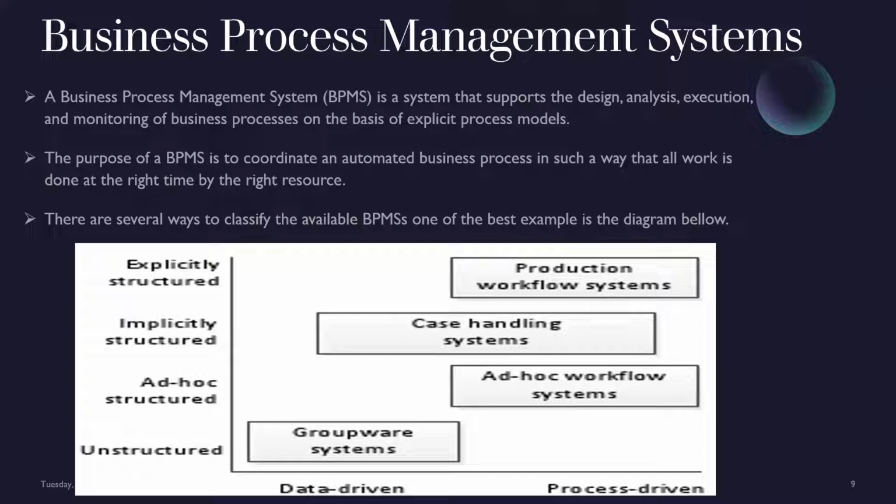Well, in the diagram, as you can see, there are certain parts shown. One of the first is explicitly structured, implicitly structured, and ad hoc structure. And this is a representation in which you can see production flow systems, case handling, and groupware systems, which are all interconnected with each other and are data driven and process driven.